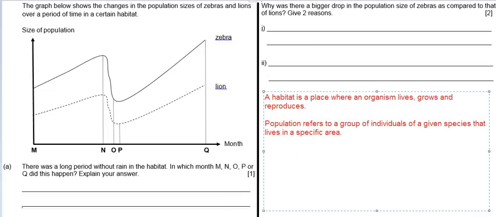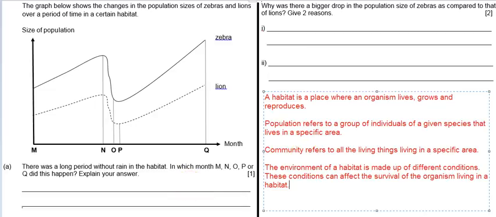Okay, all right, and then we also know that they exist in the same habitat. So when you have two or more organisms living in the same habitat, we call that a community. So a community refers to all the living things living in a specific area, in the same habitat. So here we have a community that consists of at least two animal populations, which are the zebra and the lion.